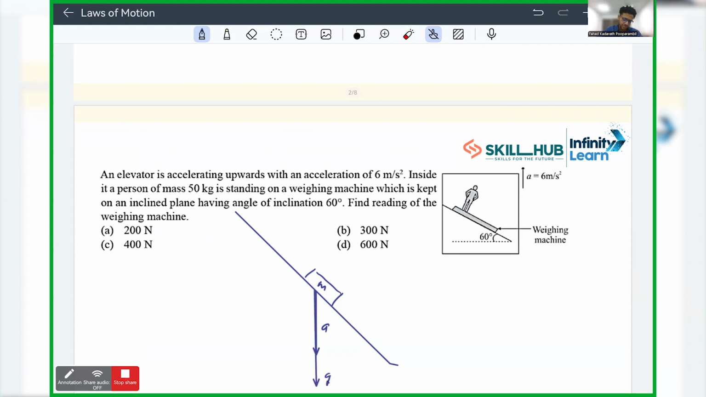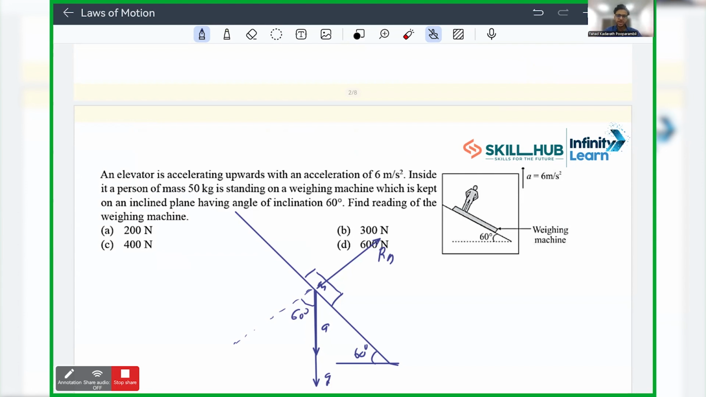Then we'll be having the reaction force, you can say Rn, that's always perpendicular to the surface. And the angle with the horizontal is given as 60 degrees. Then this angle also should be 60 degrees, since we are constructing a perpendicular to the surface.